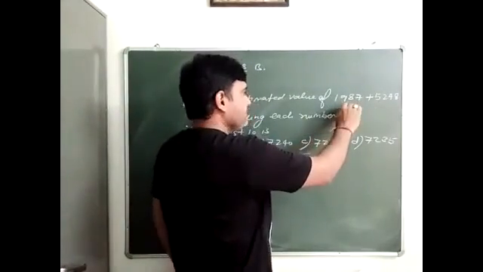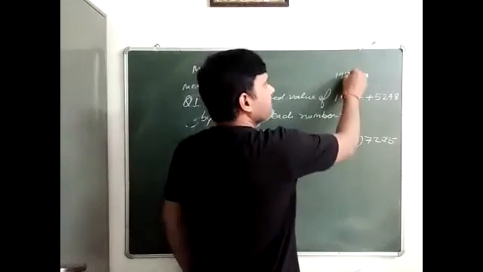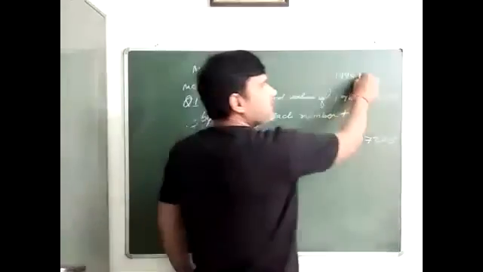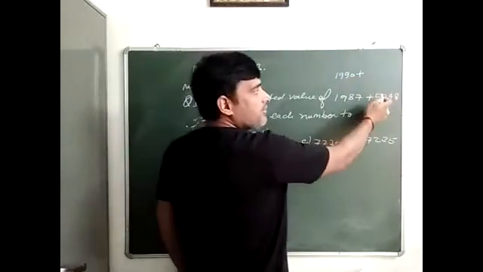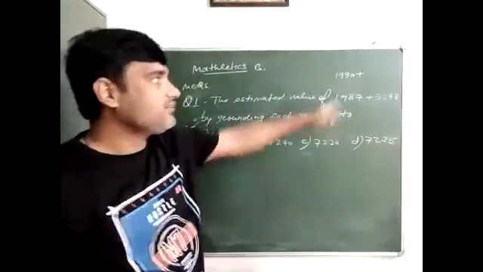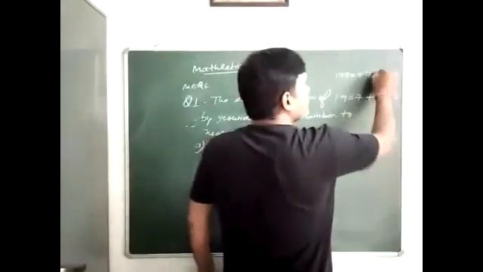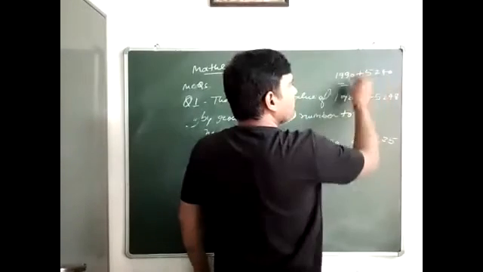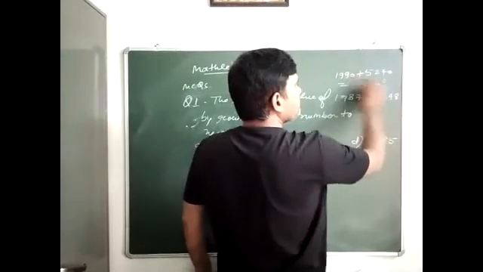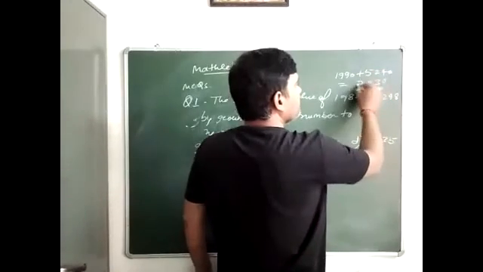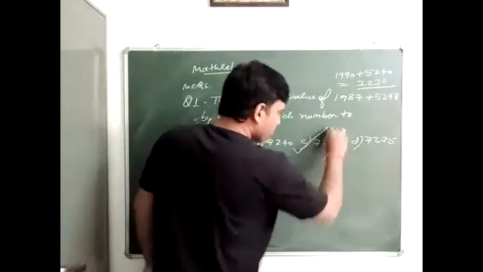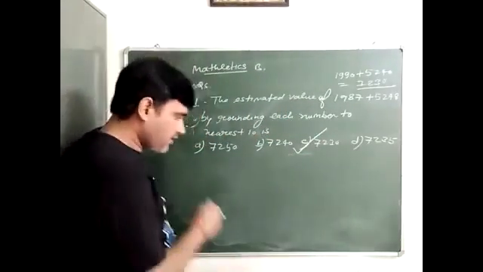When we round 1987 to nearest 10, we get 1990, because 7 is greater than 5, now 1 added to 8, we get 1990. And when we round 5248 to nearest 10, we get 5240. Now add it: 0, 13, 12, 7230. C option is the right option.